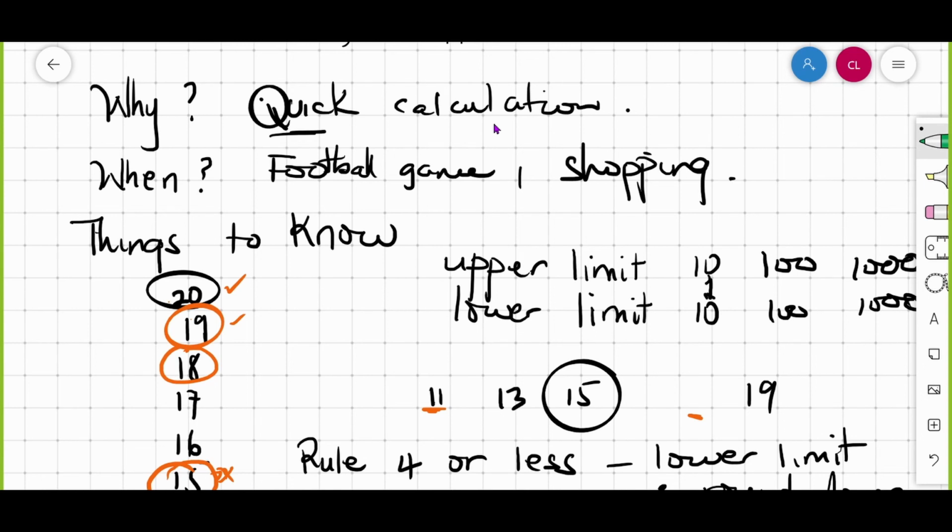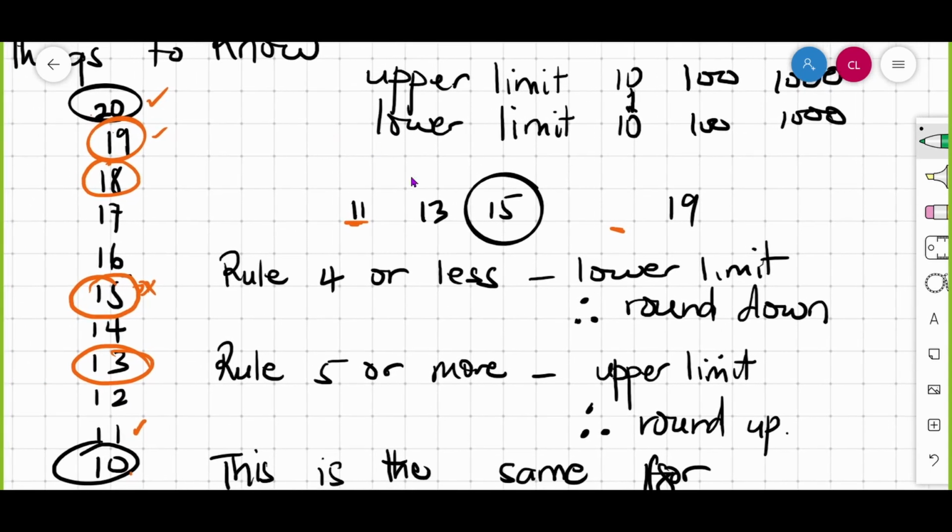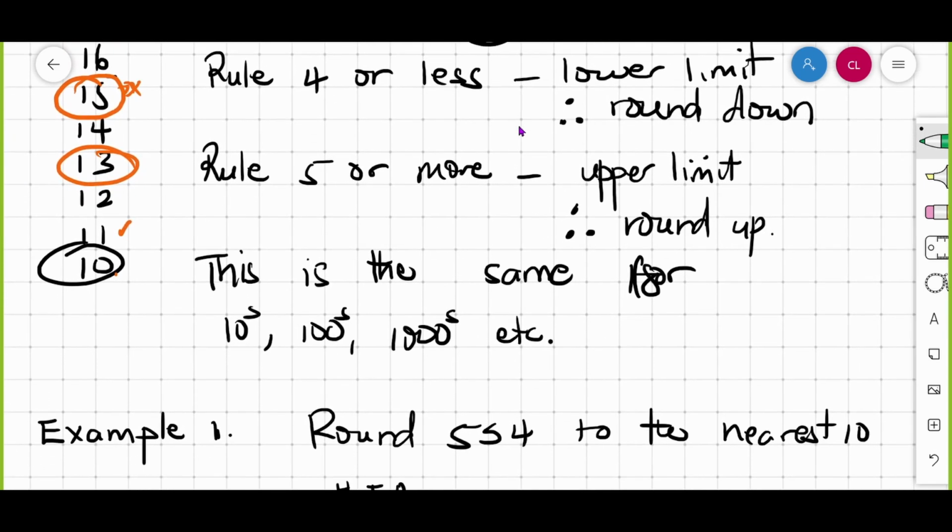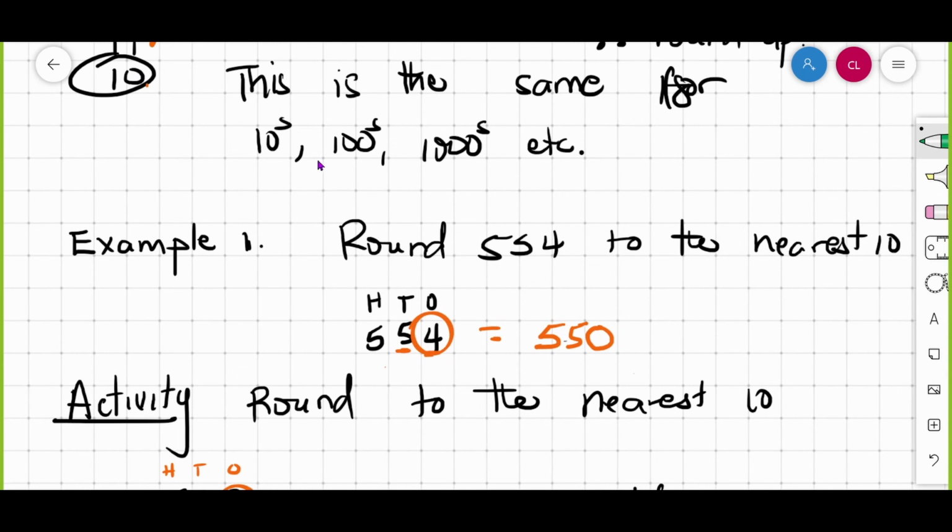Sometimes at a football game, or while I'm shopping, at the supermarket, the bookstore, wherever, wholesale. Now, things to know when we're rounding: there's always an upper limit and a lower limit. The rule: if it's 4 or less, we're going to round down. If it's 5 or more, we're going to round up. And the rule is the same for tens, hundreds, thousands, tens of thousands, and so on.